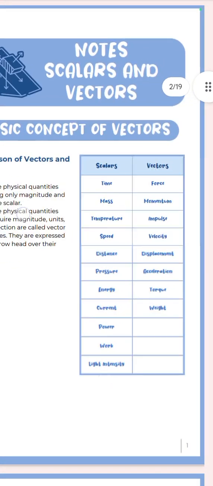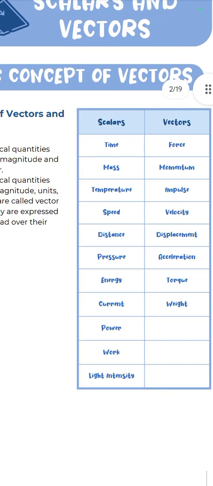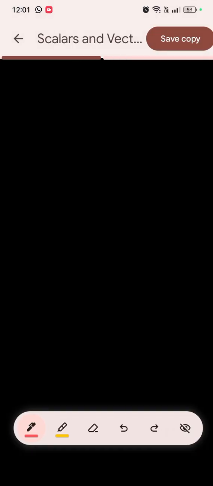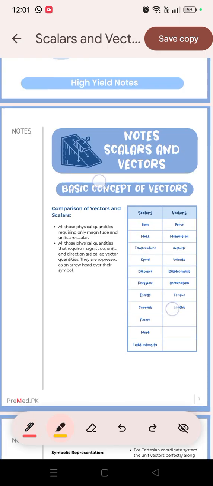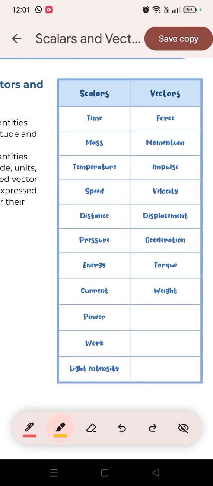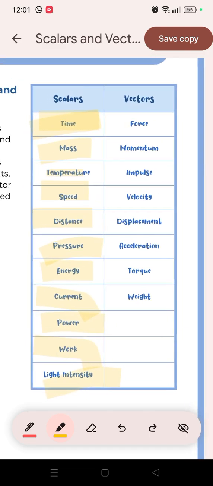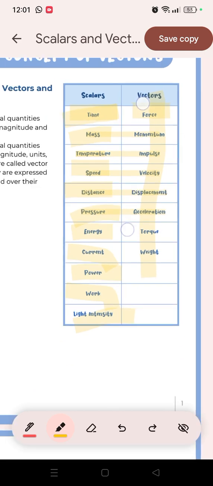Right now let's look into the examples of scalar and vector. So we have a scalar example, time. Time is a good example, even that remains same in every unit. So time, mass, temperature, speed, distance, pressure, energy, current, power, work, these all are the scalar quantities. Whereas force, impulse, velocity, torque, weight, all are the vector quantities.